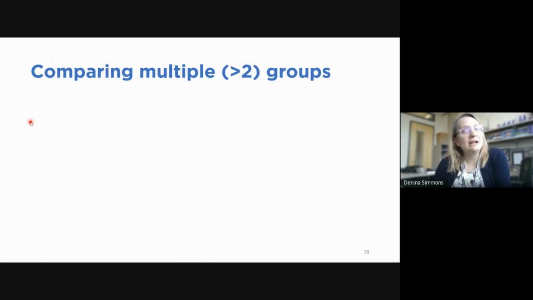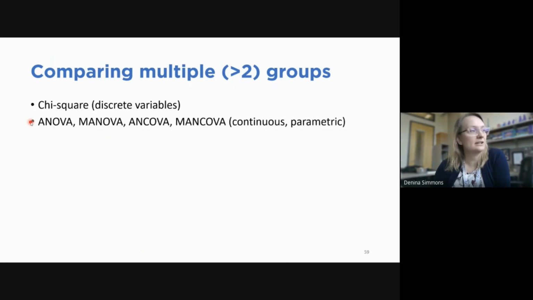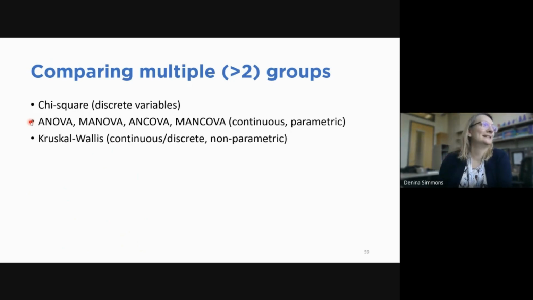All right, so if you're comparing more than 2 groups, then we move from the t-test into the multiple group test. And there's different ways to do this as well. For categorical data, you have your chi-square, which is sort of like an extension of the Fisher's exact 2x2 contingency table. And then for continuous parametric data, you have ANOVAs, MANOVAs, ANCOVAs, MANCOVAs. If you have non-parametric data, but it's continuous or discrete, and the chi-square test isn't appropriate, you can use a Kruskal-Wallis test, which is like the non-parametric equivalent to an ANOVA.